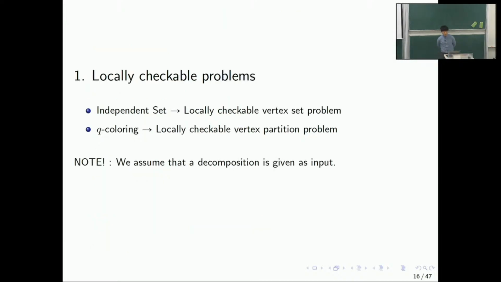Yeah, so we first consider the locally checkable problems. If you understand the locally checkable problems in this talk, then it's successful. They were defined by Jan Arne Telle and Andrzej Proskurowski in 1997. They wanted to generalize problems like independent set or dominating set to a general class called the locally checkable vertex set problems, and the q-coloring problem to the vertex partition problems. For all the algorithmic results, we assume that the decomposition is given as input.